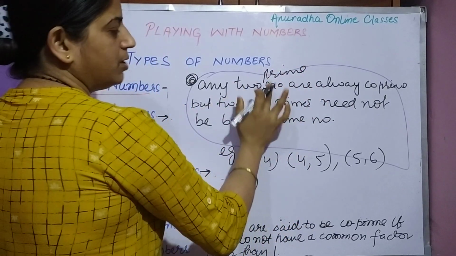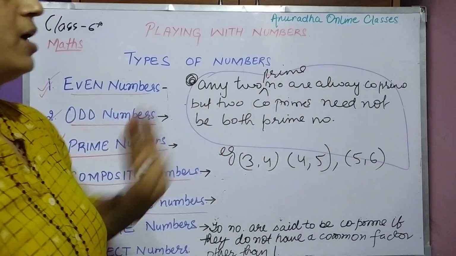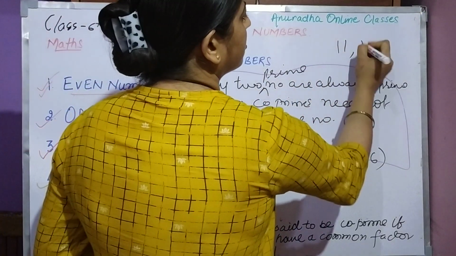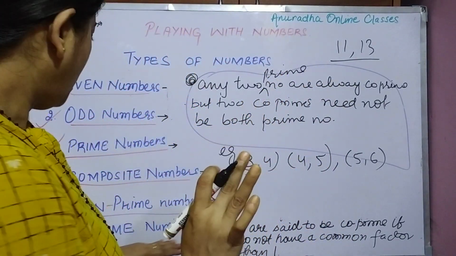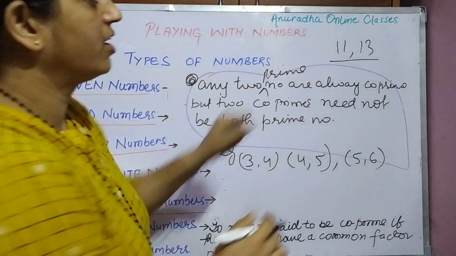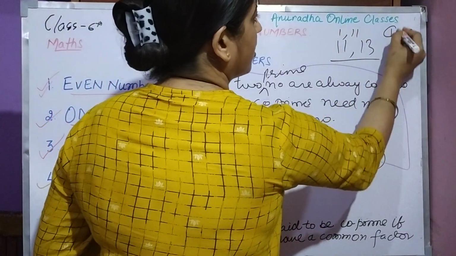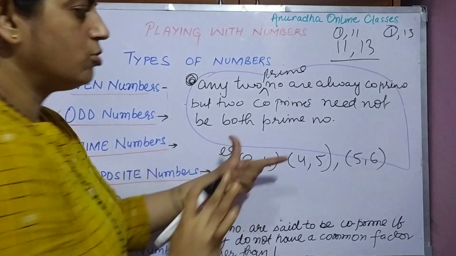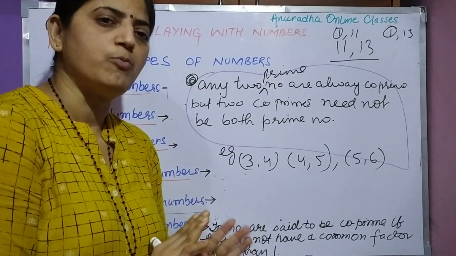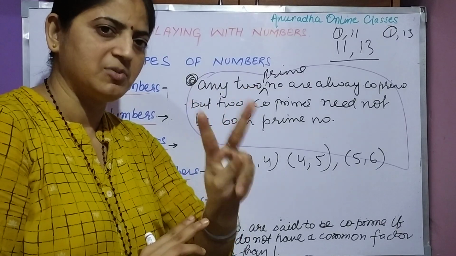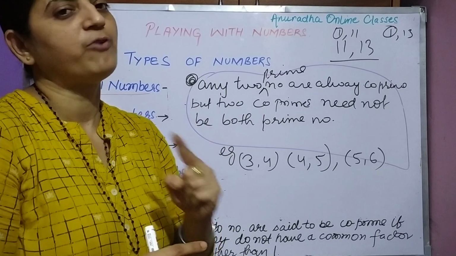Any two prime numbers, कोई भी दो prime numbers जो हैं, always they will be co-prime. Suppose I have taken 11 and 13. These both are co-prime. Why? Because what are the factors? 1 and 11, and 1 and 13. 1 is the only common factor. So if two prime numbers are there, they must be co-prime, because they have 1 as the only common factor.